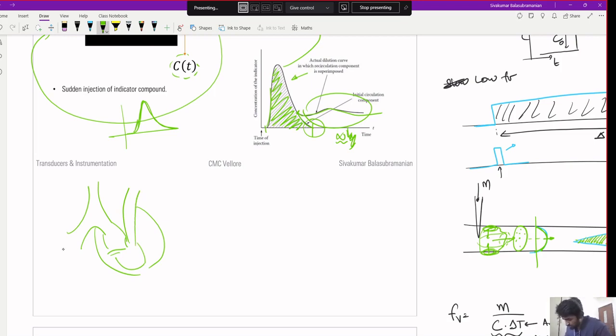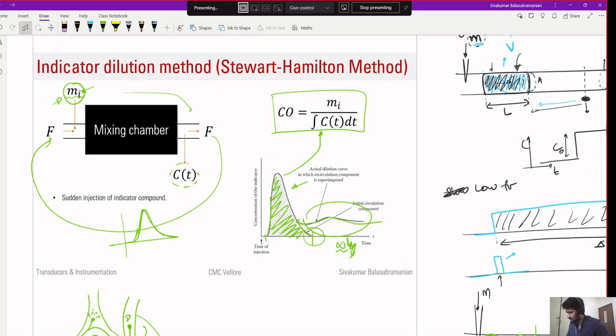What people might do is take a catheter, insert the catheter, and then put the detector here. This is your detector, and you might have another port here which puts out the dye. So you insert the dye here, it gets mixed, and then it's pumped through the detector, and you detect your concentration from here. This is one way in which cardiac output is measured.